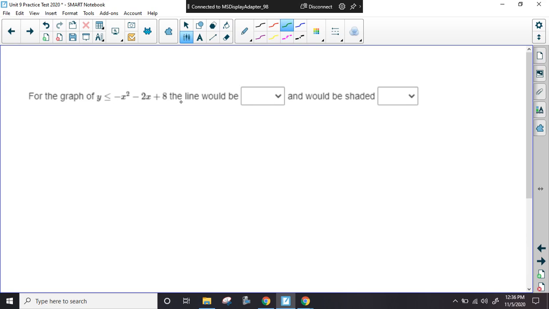Okay, this one, this line would be solid because there's a line underneath here. And it would be shaded down because the Y is not being eaten. Y is actually less than that graph.